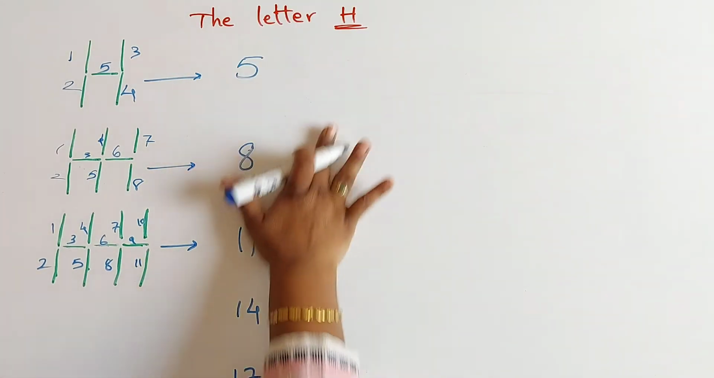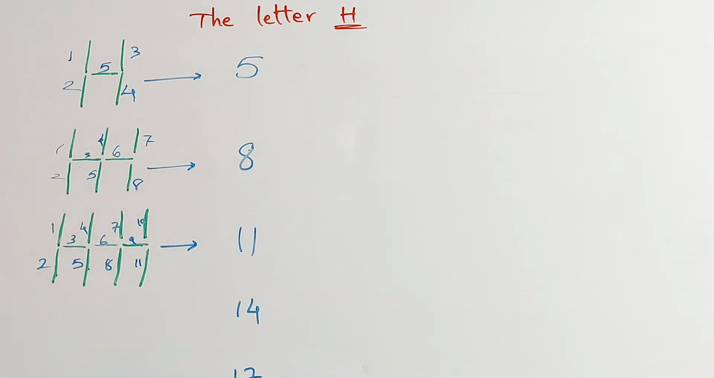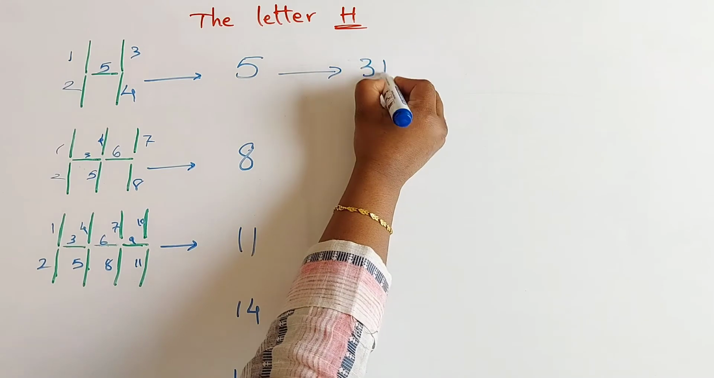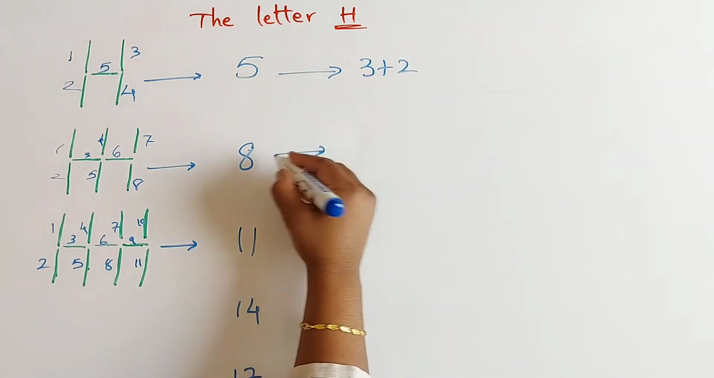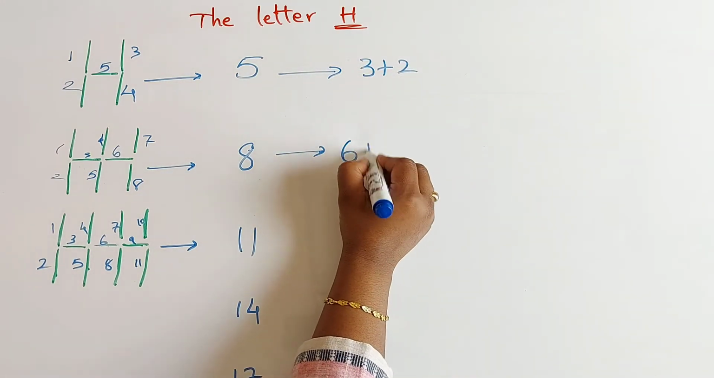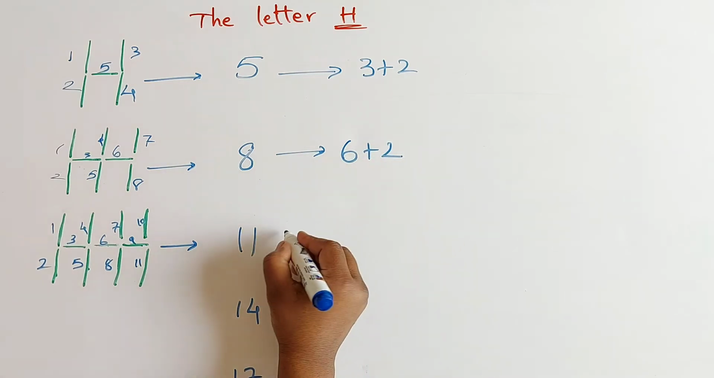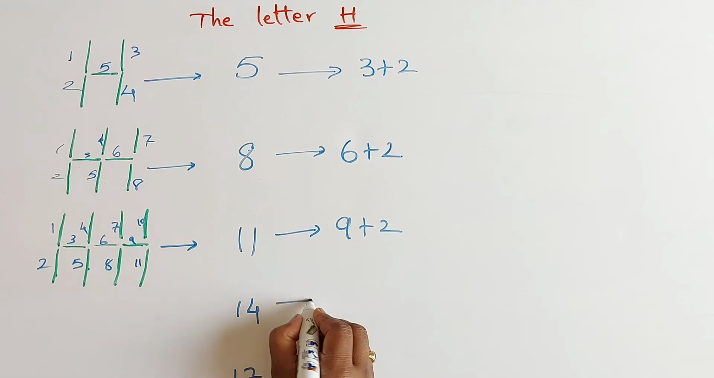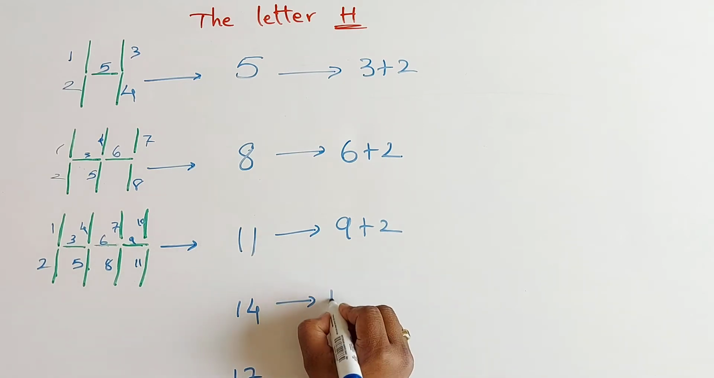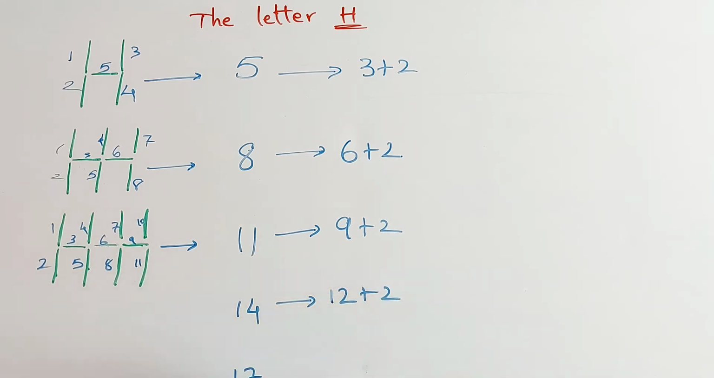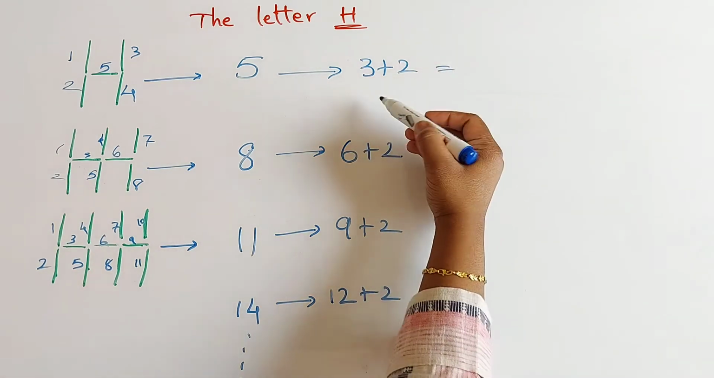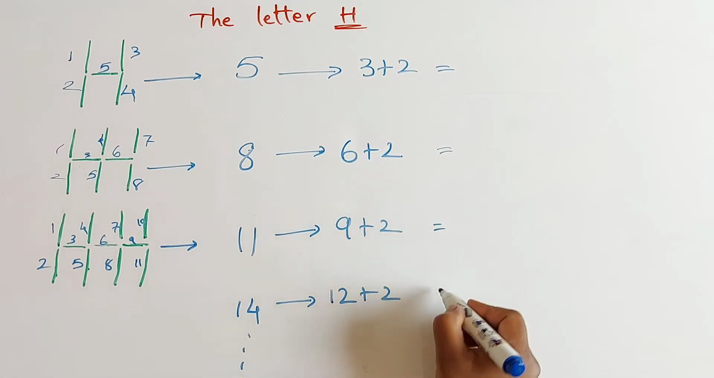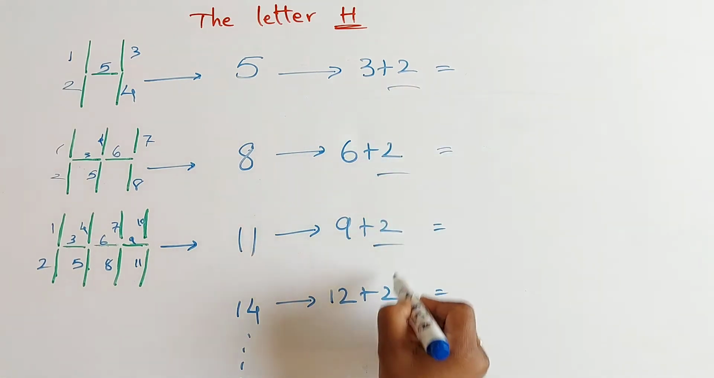Right, children? Now we have to write the formula for this pattern. Correct? So here, can I write 5 equal to 3 plus 2? And here also 6 plus 2. This one 9 plus 2. Right, children? And next 12 plus 2. If you observe this pattern, children, here we are using 3, 6, 9, 12 and plus 2 is common for all. Right, children?